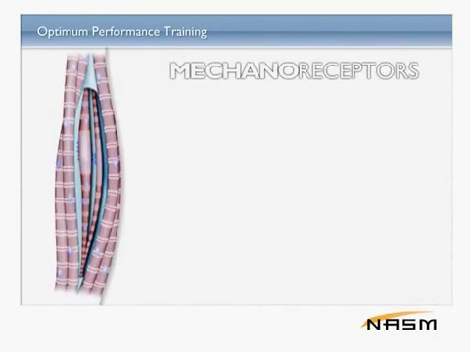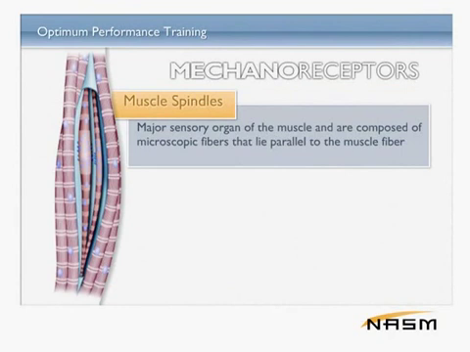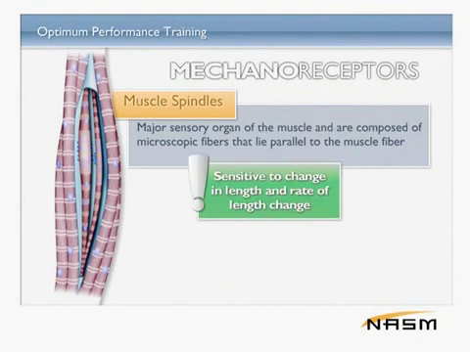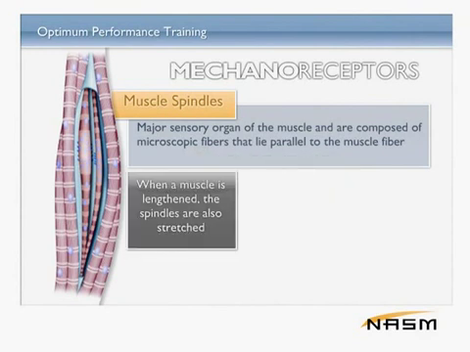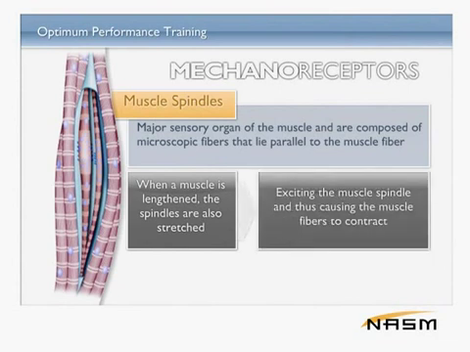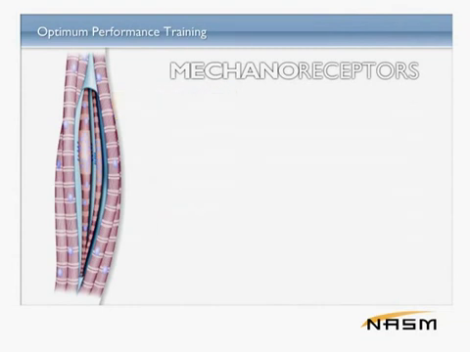As mentioned in earlier lessons, muscle spindles are the major sensory organ of the muscle and are composed of microscopic fibers that lie parallel to the muscle fiber. Remember that muscle spindles are sensitive to change in length and rate of length change. When a muscle on one side of a joint is lengthened due to a shortened muscle on the other side, the spindles of the lengthened muscle are stretched. This information is transmitted to the brain and spinal cord, exciting the muscle spindle, causing the muscle fibers to contract. This often results in muscle spasms or a feeling of tightness.